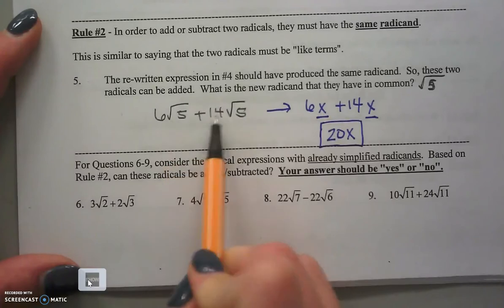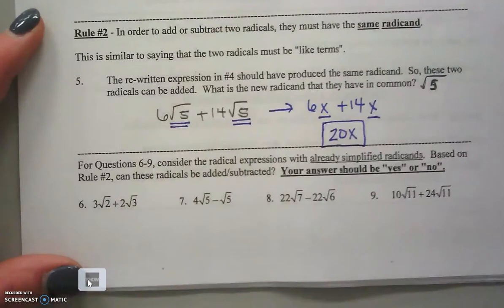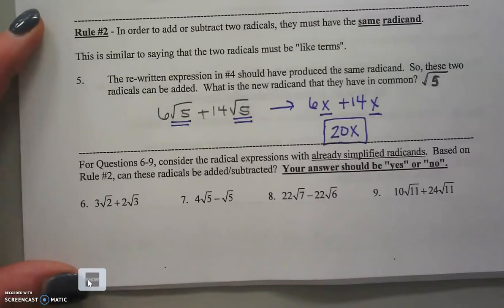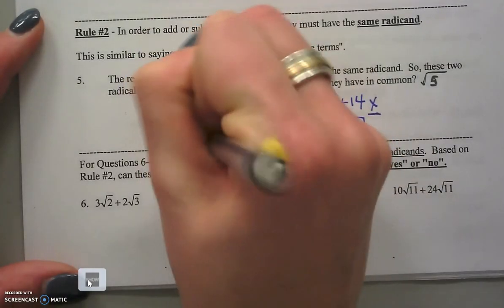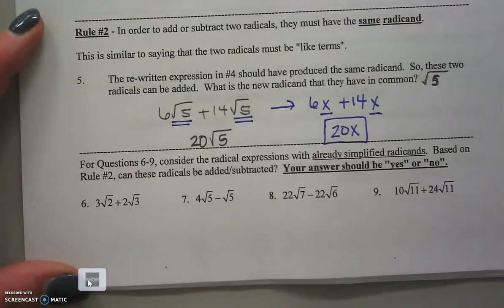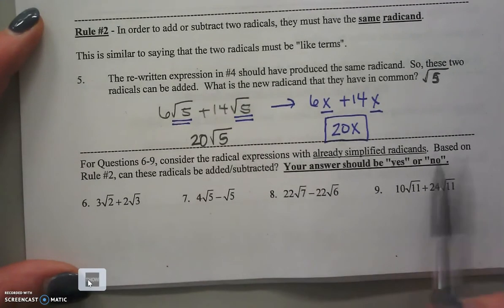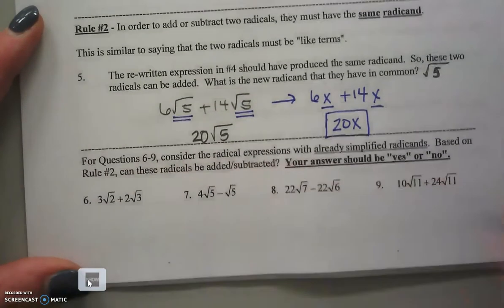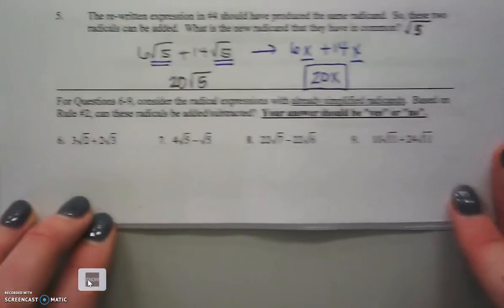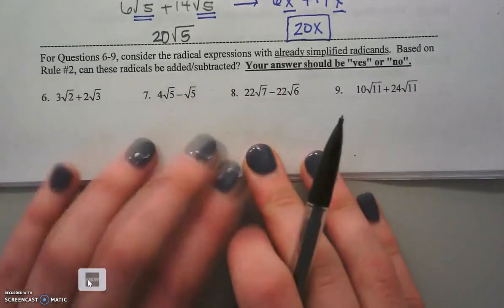The same thing works when you've noticed you have the same radicand. When you have the same radicand, all you are doing is adding the coefficients. So this final answer is going to be 20 square roots of 5. But in order for that to happen, we had to have the like terms. So we're going to look at 6 through 9 down here. And I actually want you to pause the video and take a moment to see if you can figure out which radicals can be added and which ones cannot.